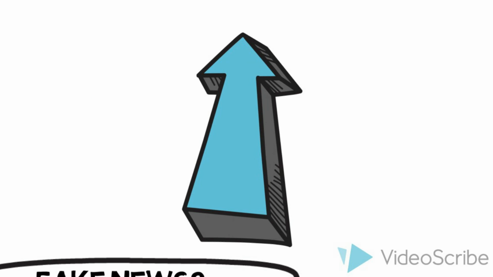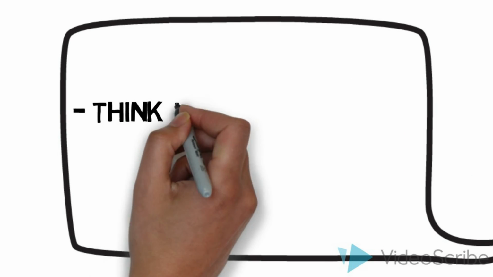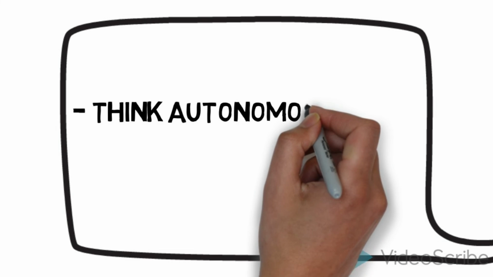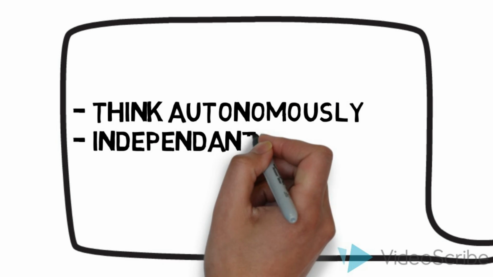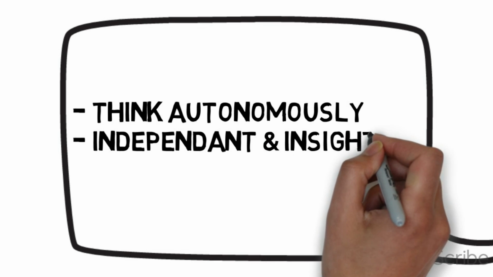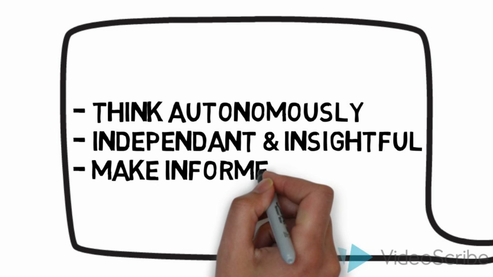Positive critical literacy outcomes. Allows us to think autonomously rather than rely on others' opinions and be spoon-fed by the media. Become intellectually competent, independent, and insightful thinkers, ultimately enabling us to be effective and proactive citizens participating in our democracy and society. Make informed choices with confidence.